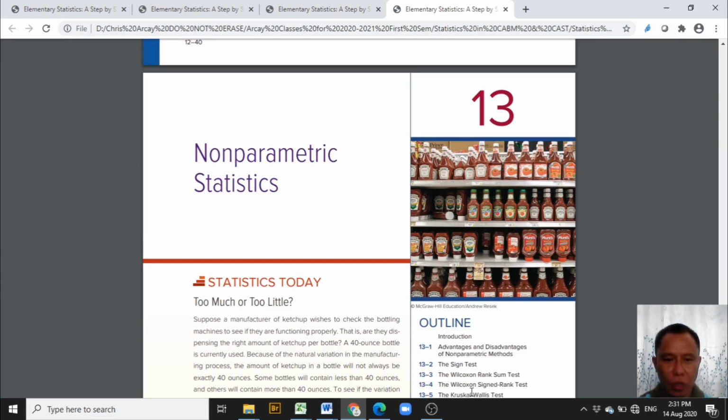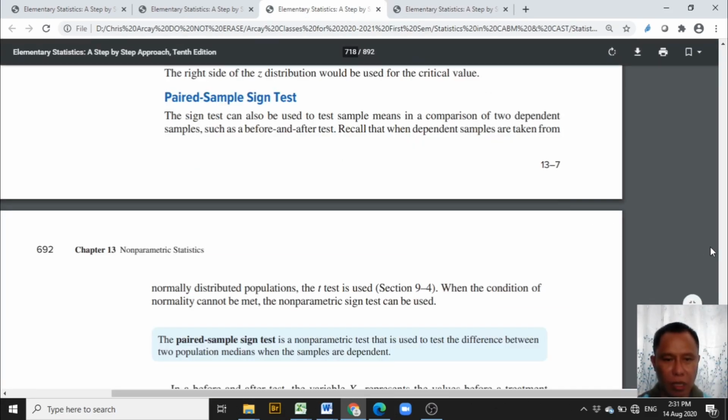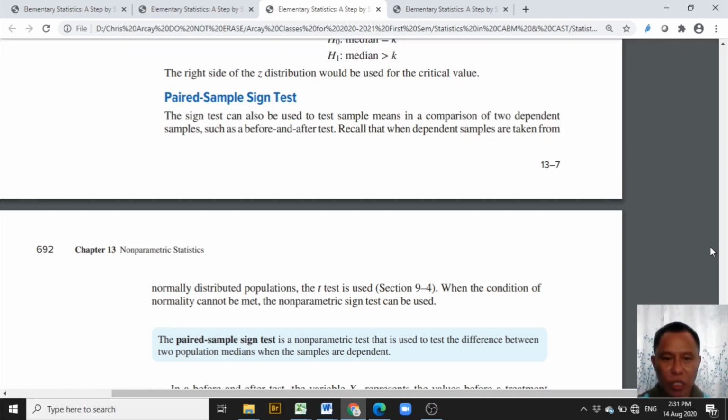We are going to continue with our presentation of the computational part of nonparametric statistics. The nonparametric statistic test that we are going to compute in this video is the paired sample sign test. This test is used to test sample means in a comparison of two dependent samples, such as a before and after test. We have to recall that based on our previous discussions, when dependent samples are taken from normally distributed populations, the t-test is used. But when a condition of normality cannot be met, then we will be using the nonparametric paired sample sign test.